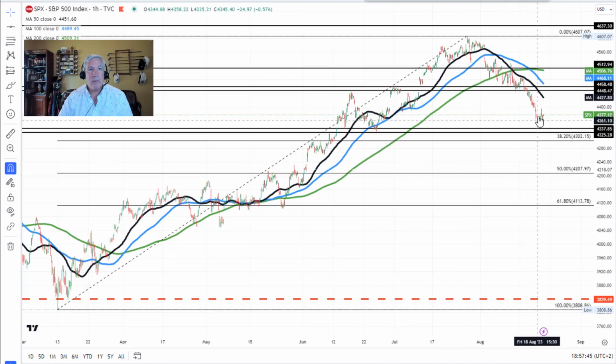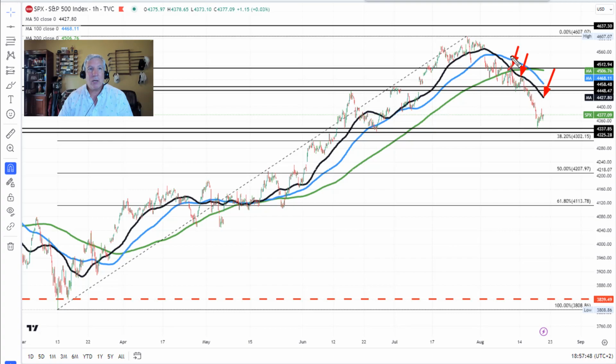Now, what do we have to do on the top side to give the buyers more control? What this black line represents is the 50-hour moving average. The 50-hour moving average held resistance in trading last week. We moved above it here and also above the 200-hour moving average. That's a green line in the chart here.